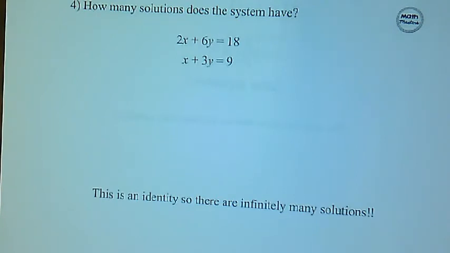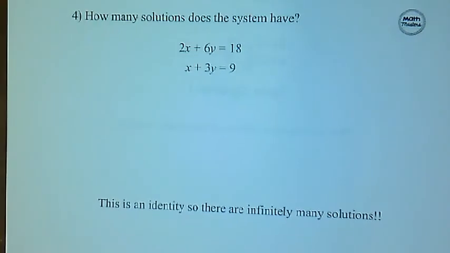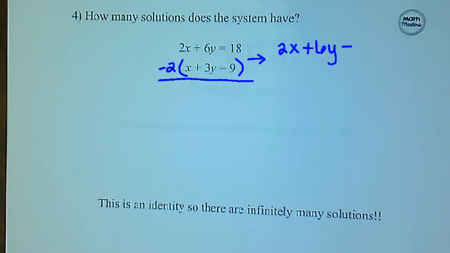So the other thing, and you might have noticed I did this on our second day of substitution, is I want to show you two different systems where, when we actually try to solve for them, they end up giving us a certain outcome. Okay, so if I wanted to do this, let's say I want to multiply this by a -2 so that my x's cancel out. So I get 2x plus 6y equals 18. And then I get -2x minus 6y equals -18.